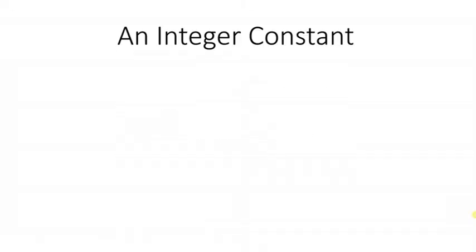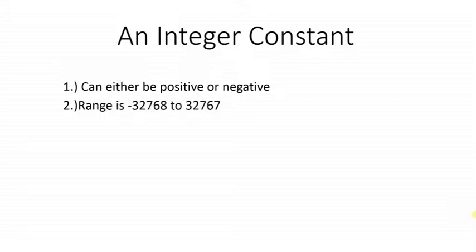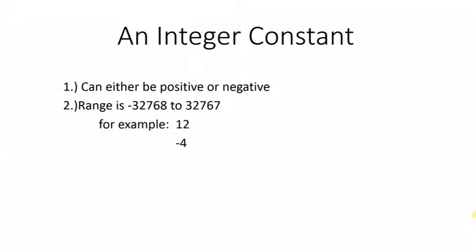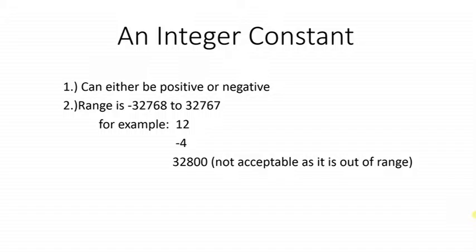These can either be positive or negative. Their value ranges between minus 32,768 to 32,767. For example, 12, minus 4. Let's talk about the last example, 32,800. As you can see, the value is greater than the range specified above. So what happens is that the cycle starts again from minus 32,768 as soon as you cross the value of 32,767. So the output that you are going to get is minus 32,735.